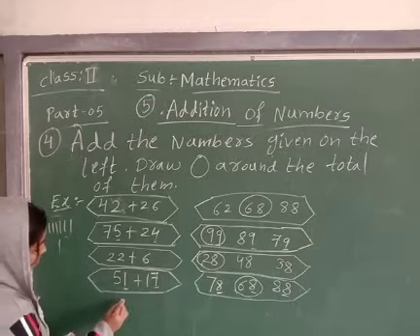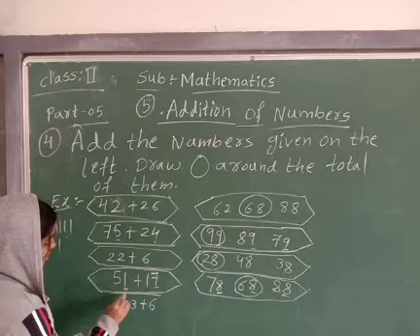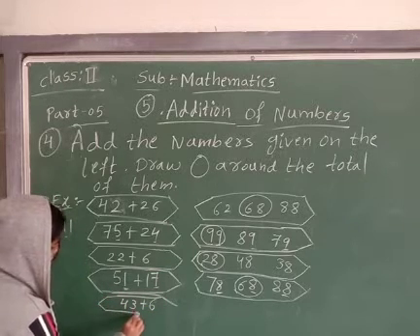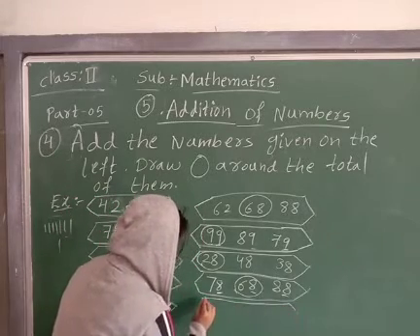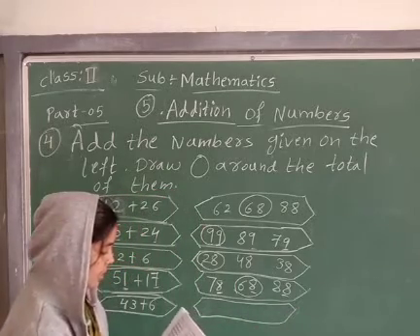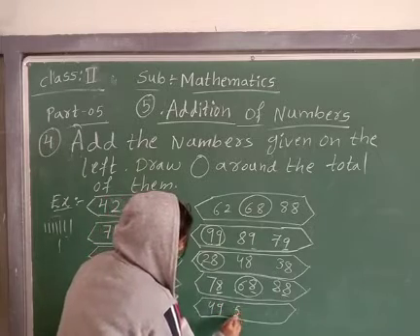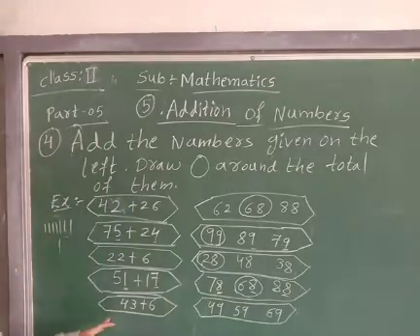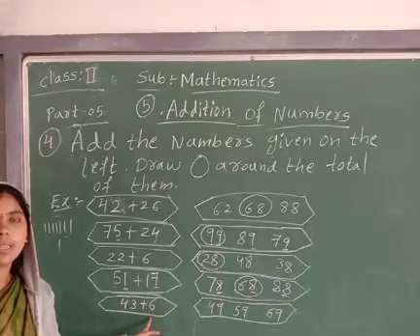43 plus 6. 43 plus 6. 43 plus 6. 49, 59, 69. See here, 43 plus 6. 3 plus 6. How much is 3 plus 6?